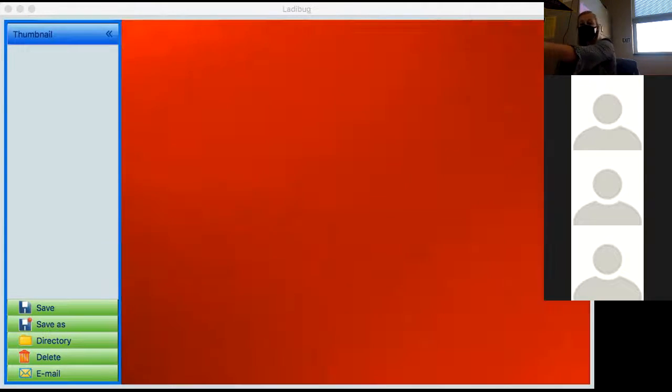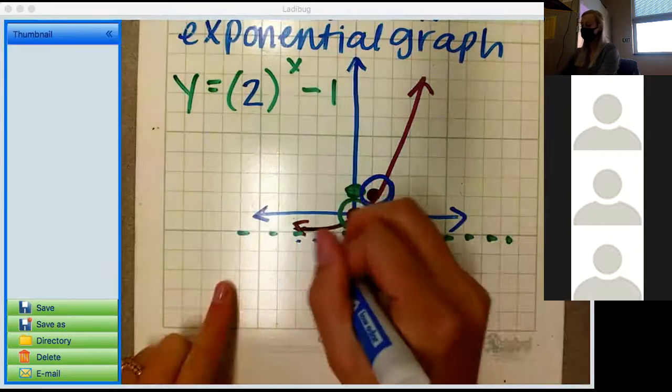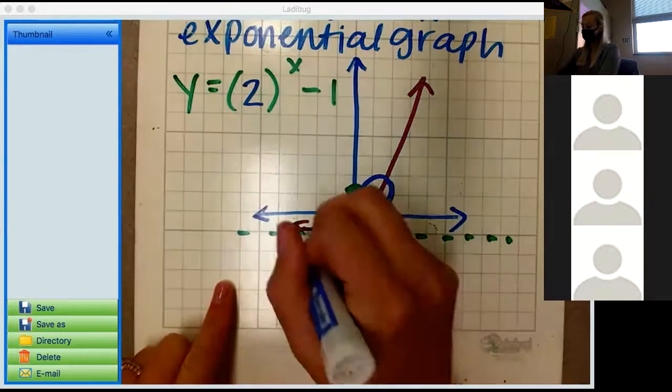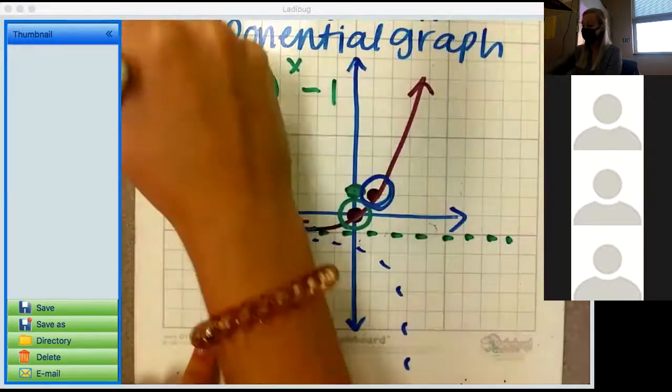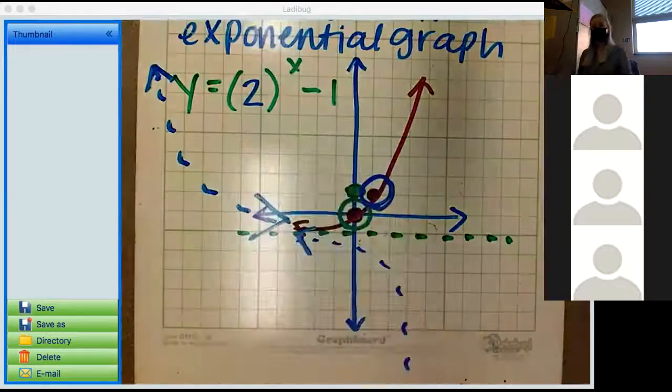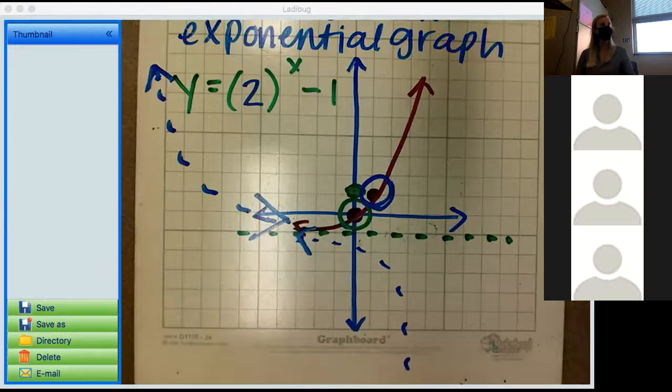So if it reflects, let me show you what it would look like. If it reflected vertically, it would be opening down. If it reflected horizontally, it would look like this. It'd be over here. Does that make sense? Y'all okay with the warm-up? Okay, so that's how you tell a shift.